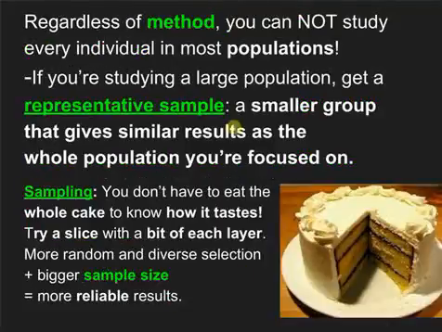Regardless of method, you generally can't study every individual. If the population you're interested in is the women of the United States, that's over 150 million people. But you don't have to eat the whole cake to know what it tastes like. You take a smaller sample of the population and base your conclusions of the whole on that. Now, if you just tasted the frosting, you'd get a very biased idea of what the cake tasted like. So you need to carefully slice off a representative sample that gives an accurate depiction of the whole.